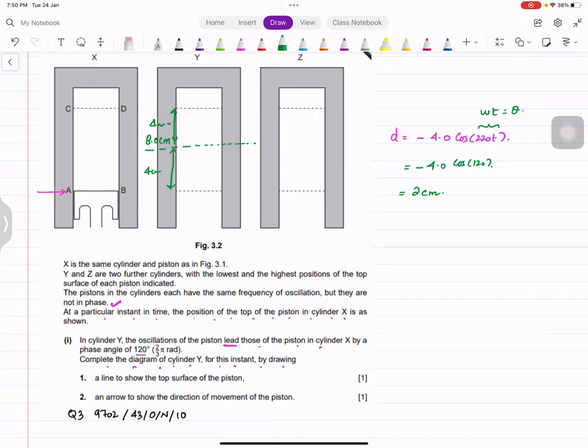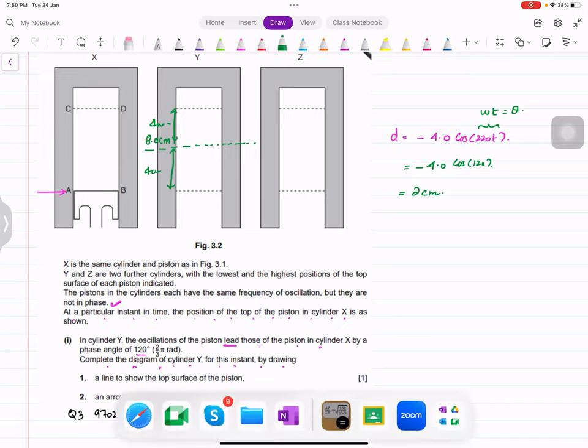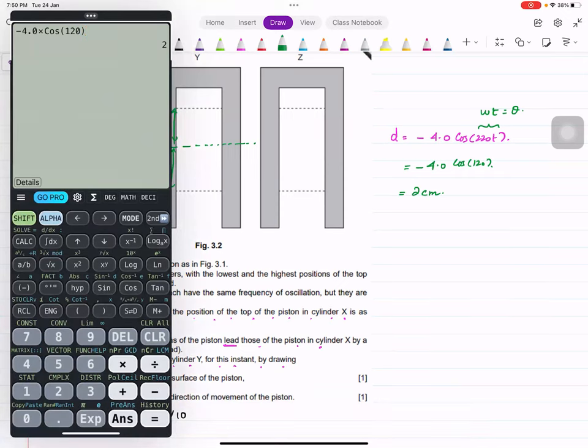All right, so it is leading by 2 pi. Wait, he said, wait a second. There has to be another.